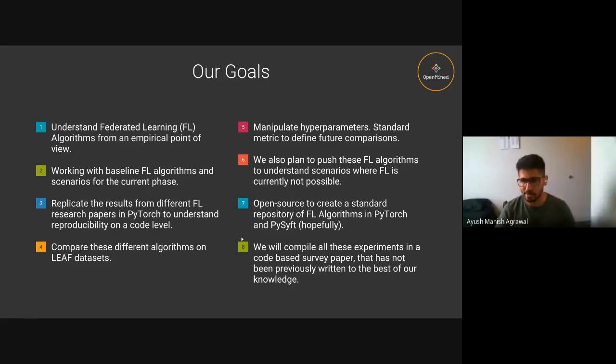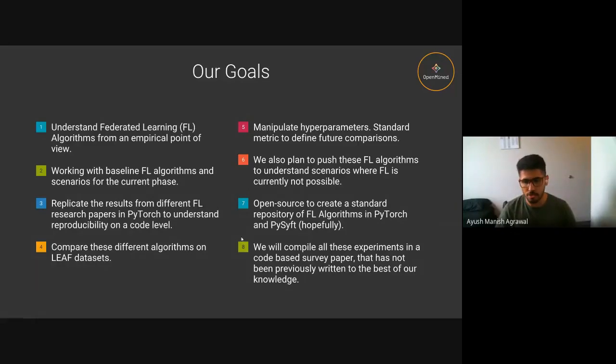Our long-term goal is to try and push all of these federated learning algorithms and see, is there a scenario where federated learning completely breaks and cannot be used? The main reason for us to do that is so we can provide a new research direction for researchers to look into those areas where federated learning is not possible currently.